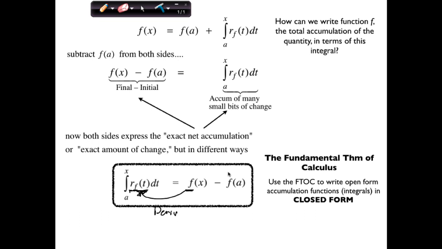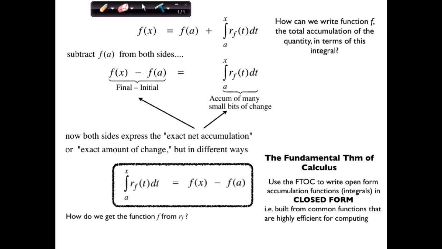So then what is f relative to the rate? Antiderivative, right? So how do we get the function f from r sub f? That's going to be antiderivative because r sub f is the derivative of f. So if we start with that, then we're doing what's called antiderivative. It's not mad at derivatives. It's not against it. It's just what we call going backwards from derivative.